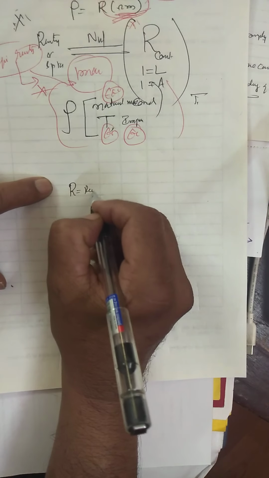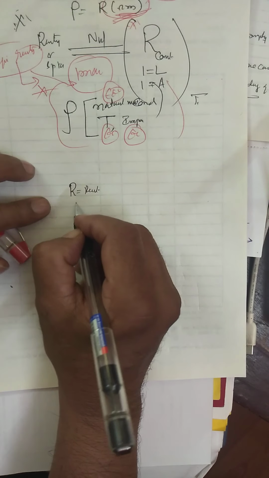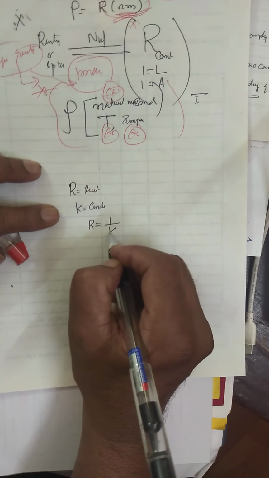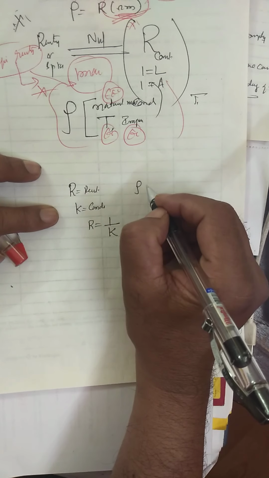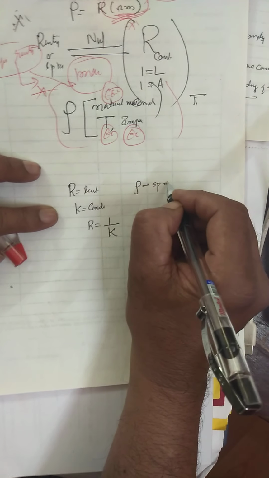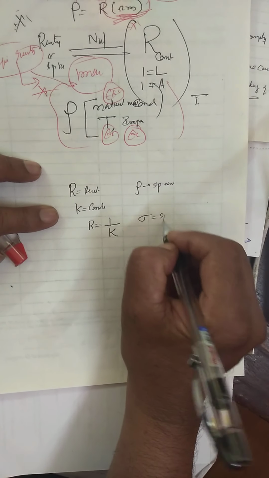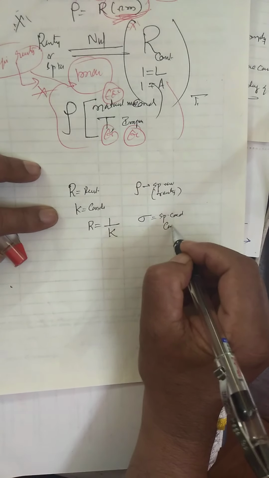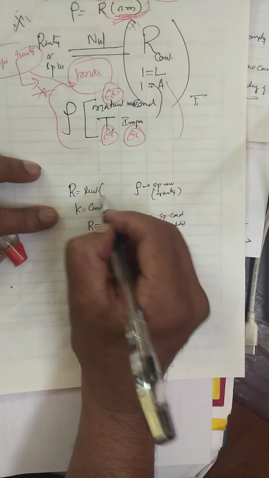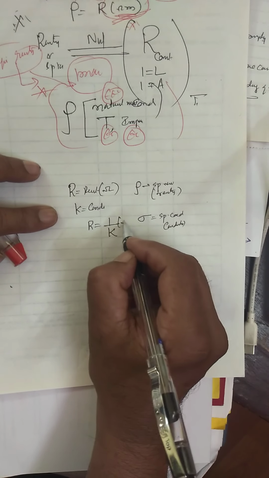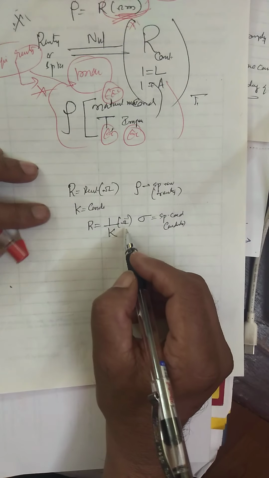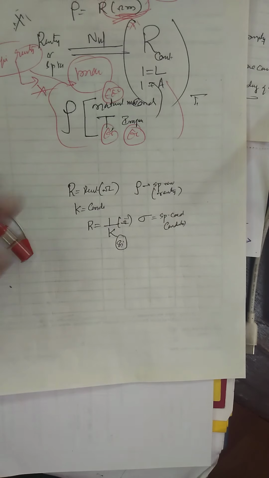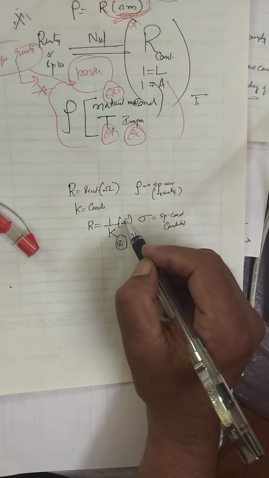R is the resistance. K is called conductance. Resistance is inversely proportional to conductance. Now this is called specific resistance. This is specific conductance. This is also called resistivity. This is called conductivity. The resistance unit is what? Ohm. Here per ohm. Per ohm means what? Per ohm is also called Siemens.